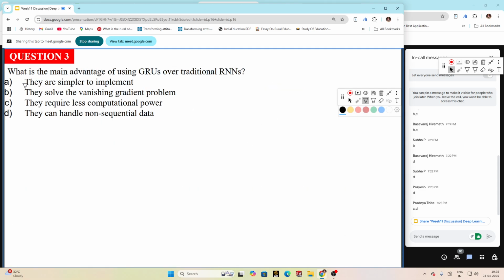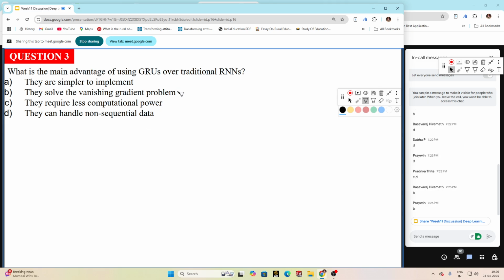Now let's move on to the next question. What is the main advantage of using GRU over the traditional RNN? Option A, they are simpler to implement. Option B, they solve the vanishing gradient problem. Option C, they require less computational power. Option D, they can handle non-sequential data.